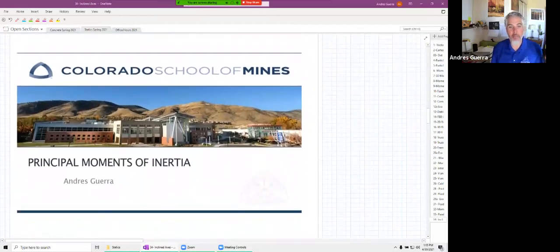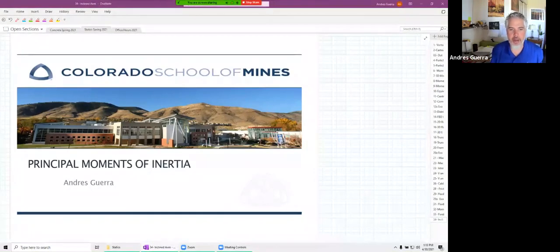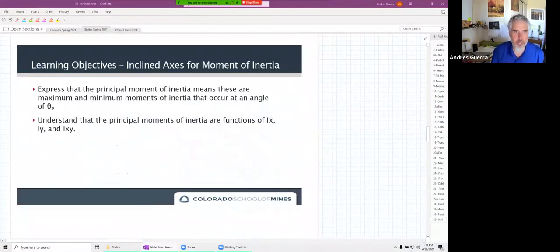Okay, so we finished our example talking about these principal moments of inertia, that T-beam. We found Ix, Iy, and Ixy specifically equal to 0. Well, let's talk about what that is relative to. I just told you they're maximum and minimum. It's relative to inclining our axes.